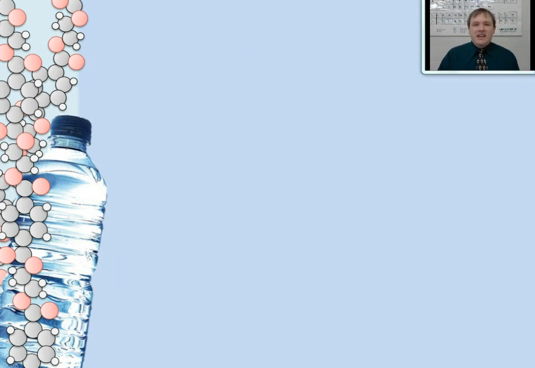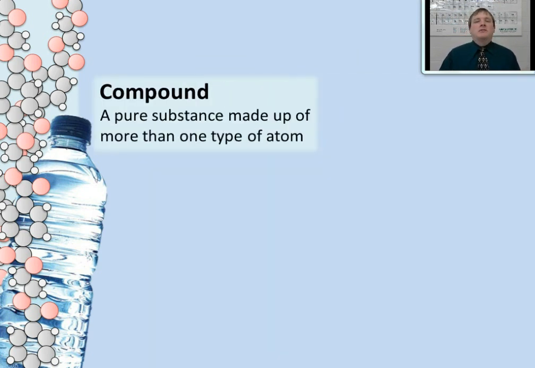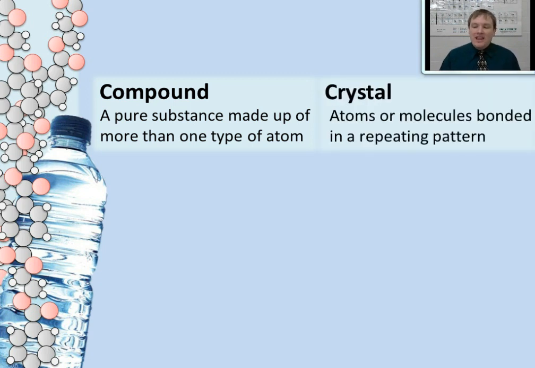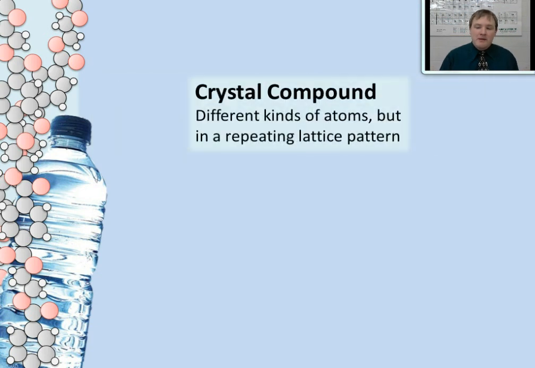First off, let's take a look at what a crystal compound exactly is. Again, you know a compound is a pure substance made up of just one type of building block of matter, but it has to be more than one type of atom. That's what qualifies it as a compound. And a crystal is a repeating pattern of atoms or molecules all bonded together. So if we put these together to make a crystal compound, we're going to see that there's different types of atoms, but they're bonded together in the same repeating lattice pattern. So it's just one building block of matter, just one type of crystal.